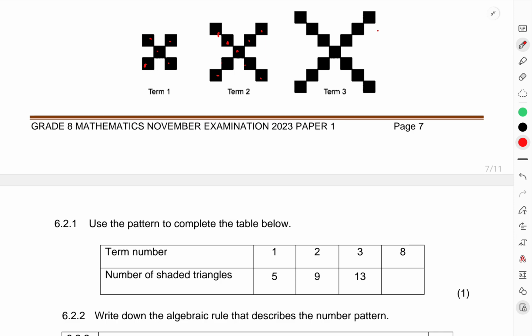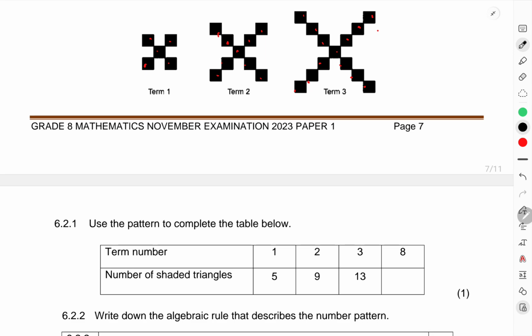Position number 3, how many squares do I have? 1, 2, 3, 4, 5, 6, 7, 8, 9, 10, 11, 12, 13. I'm going to have 13 of the squares that are shaded. Now in position number 8, how many squares am I going to have? Use the pattern to complete the table below. That is what I'm looking for, meaning I have to find the rule first. Then after finding the rule, I substitute 8. Therefore, I'll find the number of squares that should be there in term number 8.